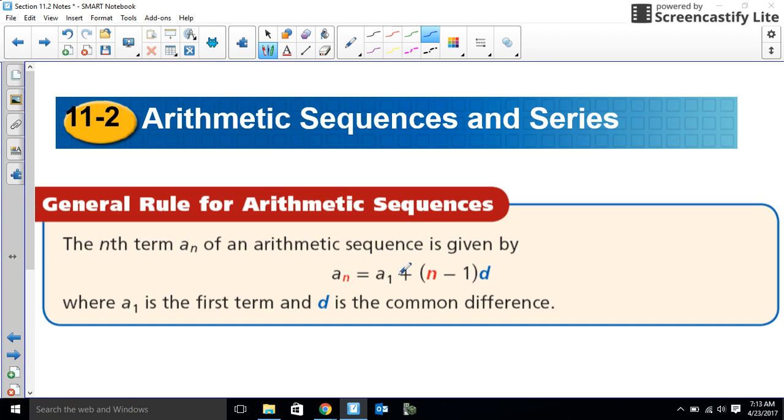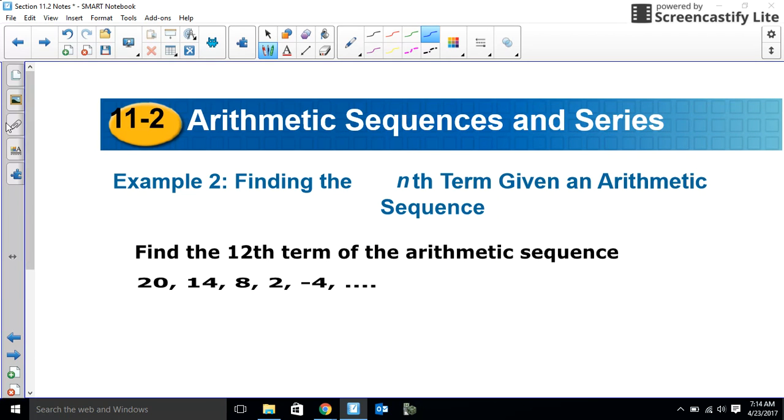This is A sub n equals A sub 1 plus n minus 1 times D. Now that D is the common difference. N is simply the number of the term. That's going to remain a variable. And A sub 1 represents the very first term. So A sub 1 is the first term. D is the common difference. So here's how we're going to use that.